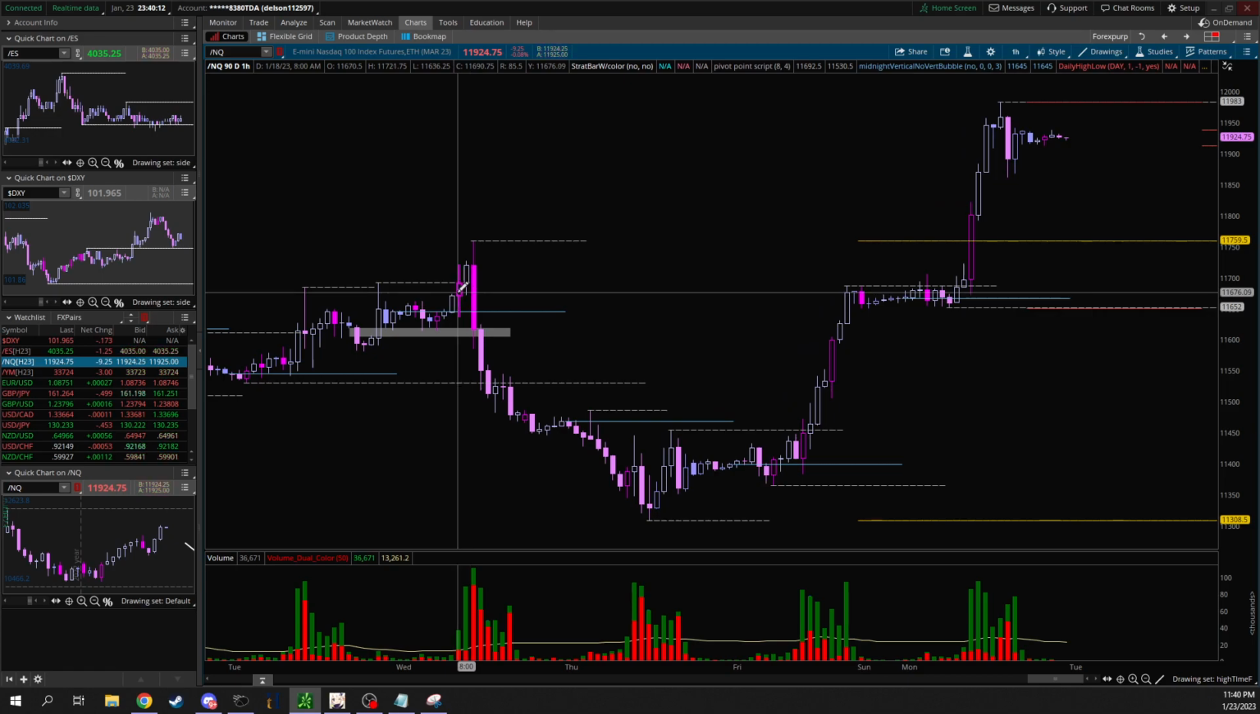So for example, these are both magenta and both outside bars, but this one is bullish and this one is bearish. I really just like the color coding system of it, and I wanted to avoid red and things like that.